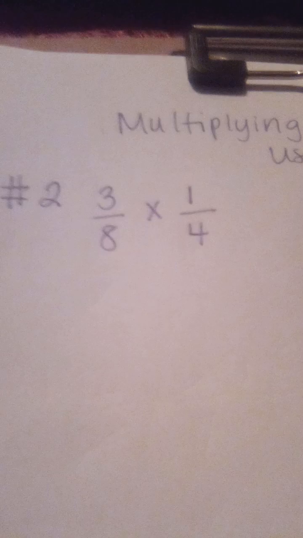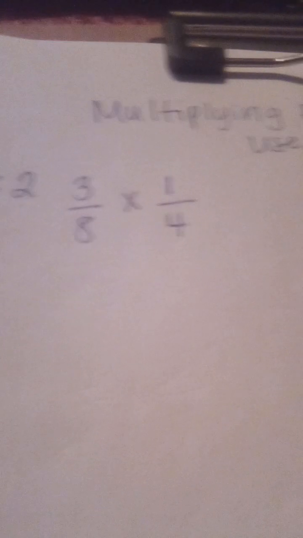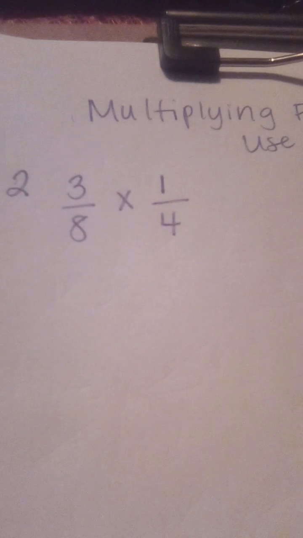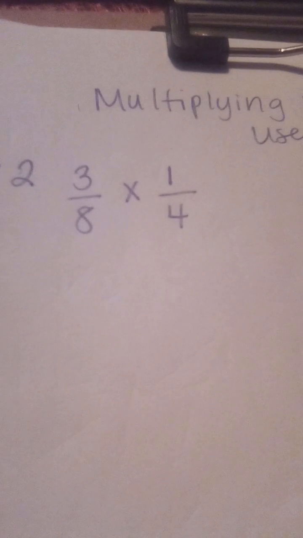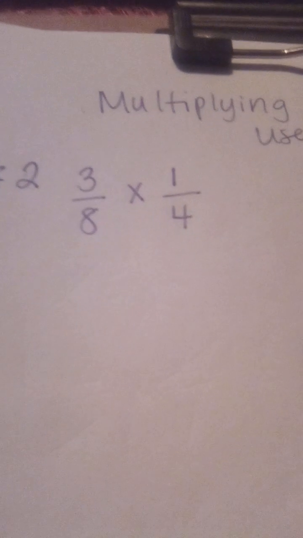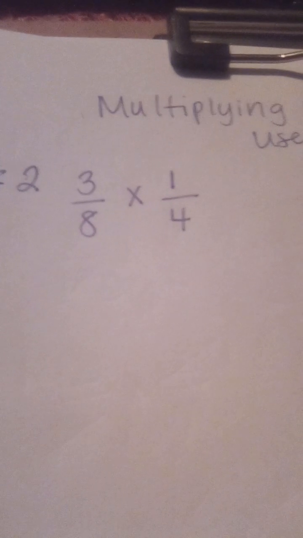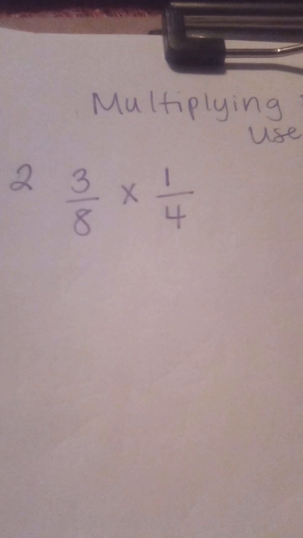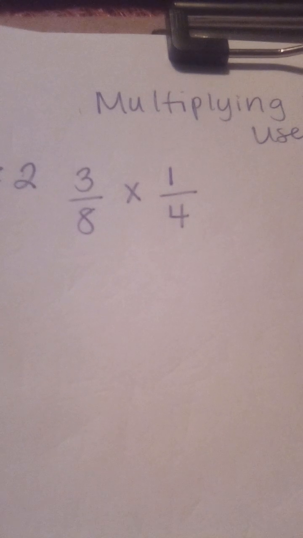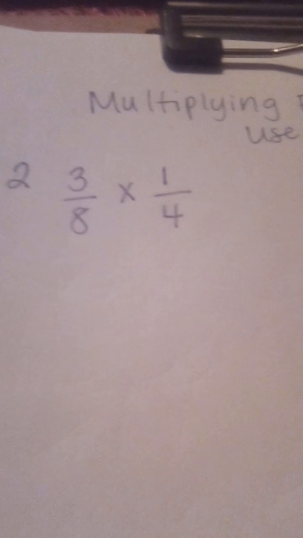We have 3/8 multiplied by 1/4. Okay, here we go. All right, first thing that comes to mind: is there any numbers that we can reduce right off the bat? No. All we can do is multiply the numerator and the denominator.